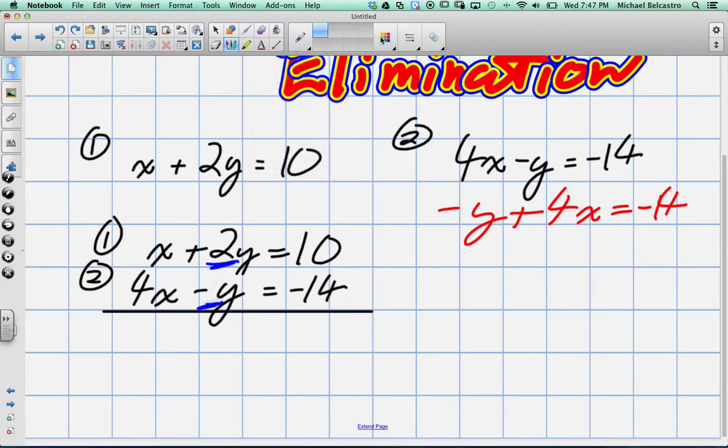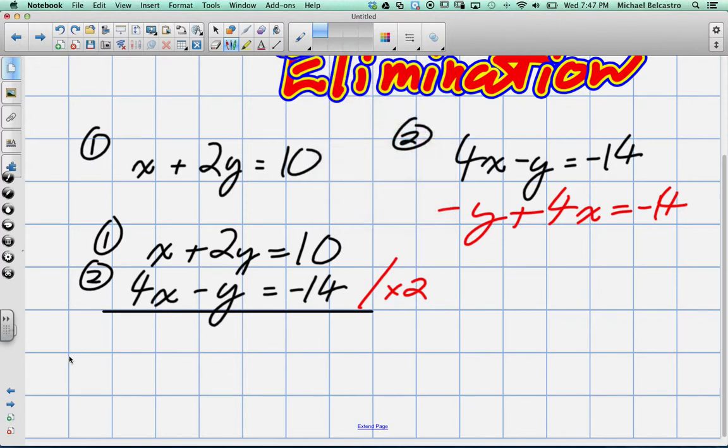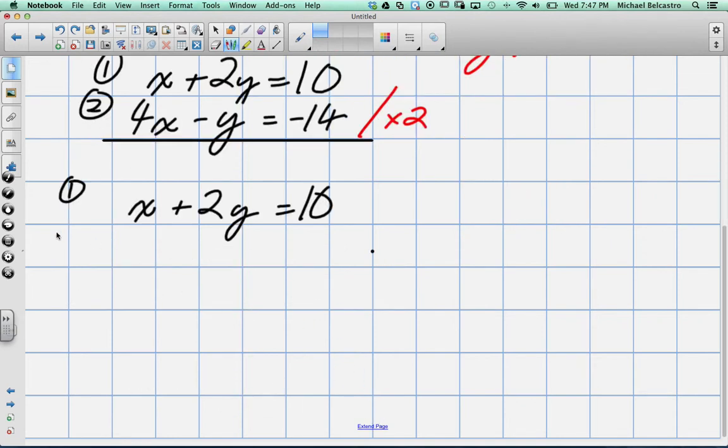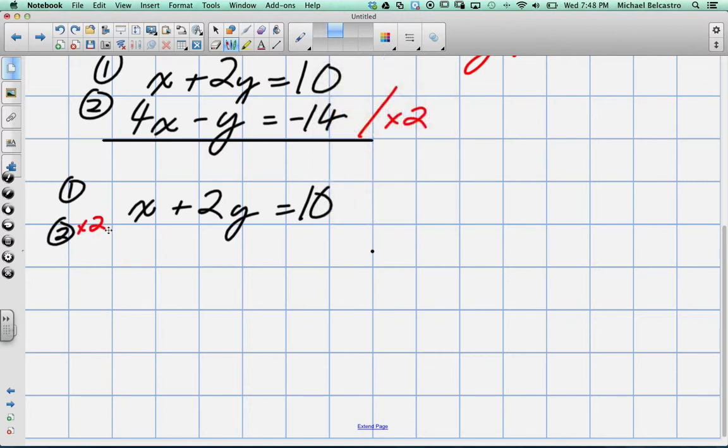Whatever we do to one number in the equation, we have to do to everything. So we're going to multiply the entire second equation by 2. Now we rewrite this: equation 1 is x plus 2y equals 10, and equation 2, which I'll note we multiplied by 2. The new equation reads: what is 2 times 4x? 8x. Negative y times 2? Negative 2y. Yep. And negative 14 started there. All right, so we've got that part down.